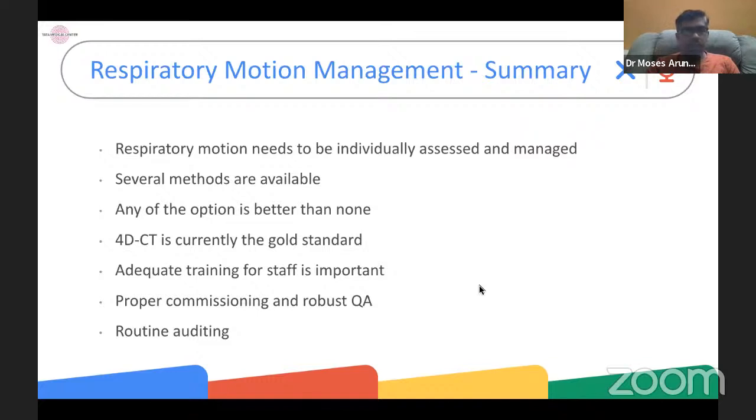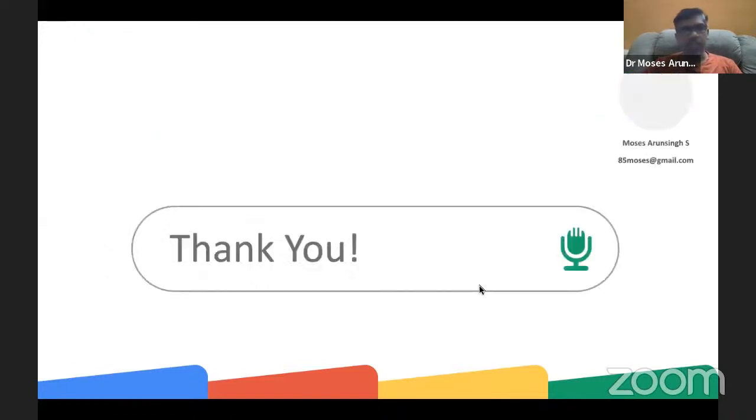4DCT is at least the current standard for motion encompassing technique. And as you can see, all of these techniques are very resource intensive. So you definitely need to have proper commissioning and continuous auditing of the process to make sure that everything is going as per your plan. With that, I come to the end of my talk.